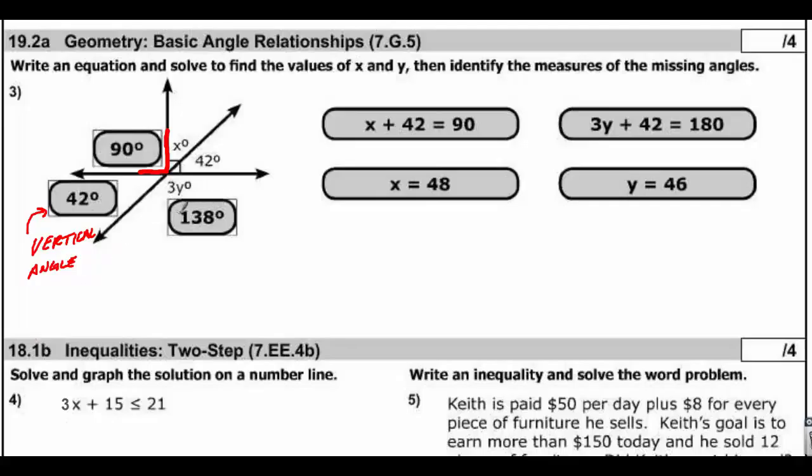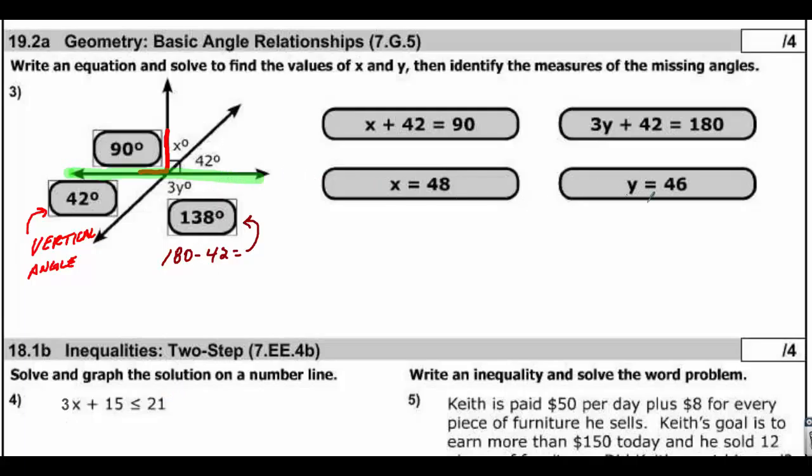So this is a vertical angle. That's how we know that 42. When we get to this 138, we know that 138 because we have the 42. This whole line right here, if I look at this whole line, is 180 degrees. The underside of this line is 180. So I get this 138 by doing 180, take away the 42. That gives me the 138.